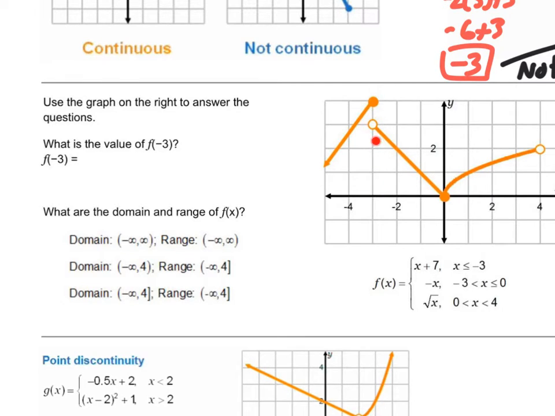Or would it only be 1, since the other one's saying, since the open circle is saying that it's not equal to that point? Right. The open circle means that we don't include negative 3 on this portion of the graph. We have to include it on this portion of the graph.